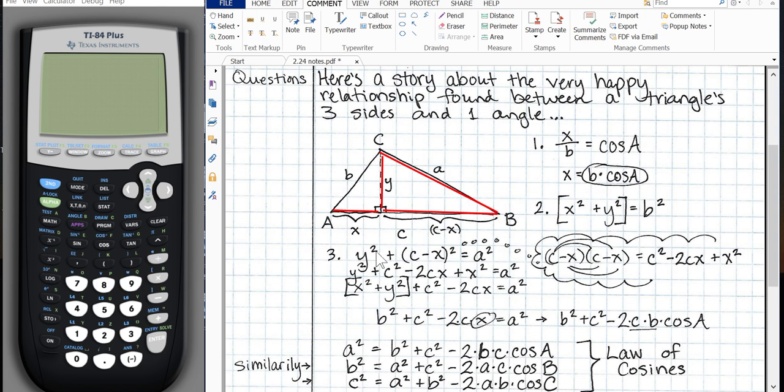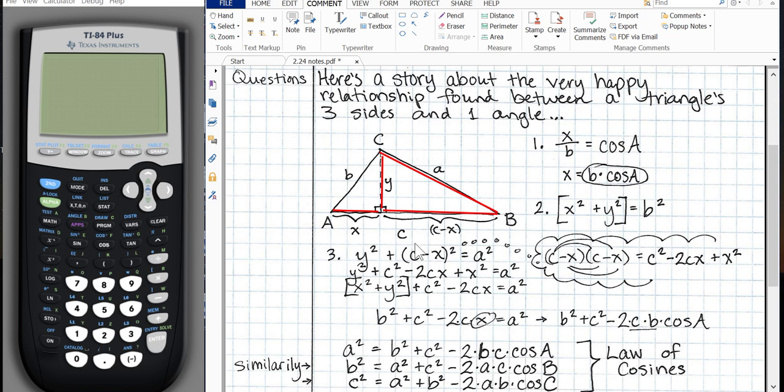Alright, and the way we're going to look at it is using the Pythagorean theorem because of that right angle there. So we can take our legs, well, y is a leg, and c minus x is a leg, and use them in connection with our hypotenuse a. So we do y squared plus the quantity c minus x squared will equal a squared.